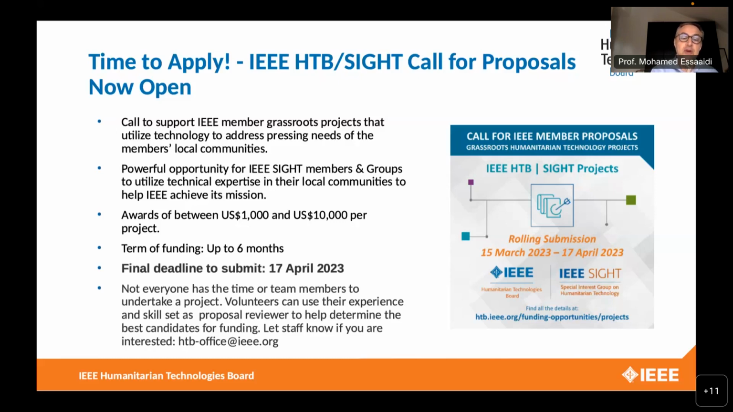Of course, not everyone has the time or team members to undertake a project. Volunteers can use their experience and skill set as proposal reviewers. This is another task you can help us with. If you can provide this help, it would be really invaluable for this initiative.